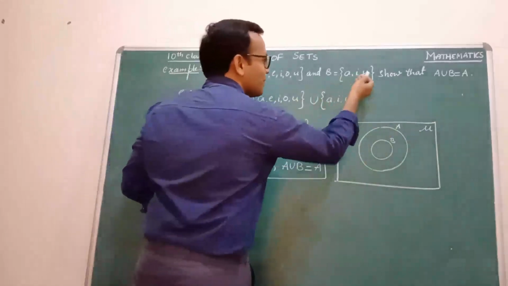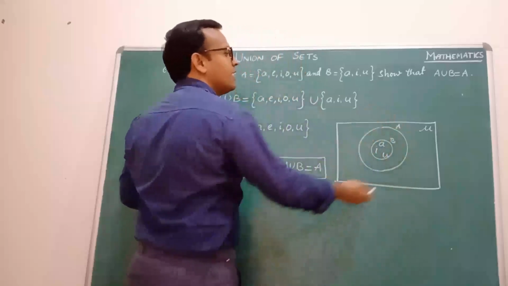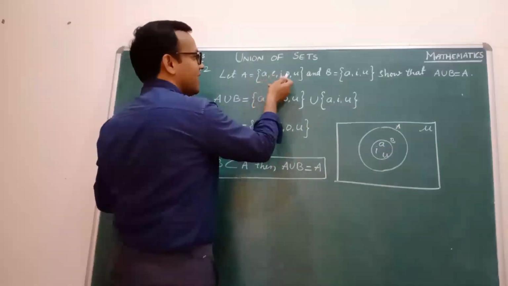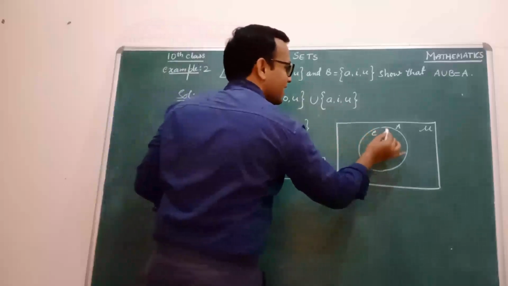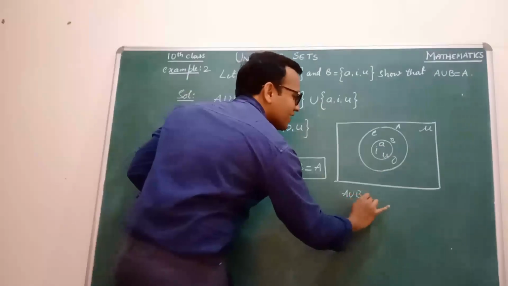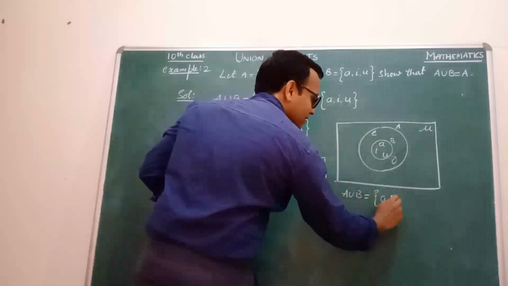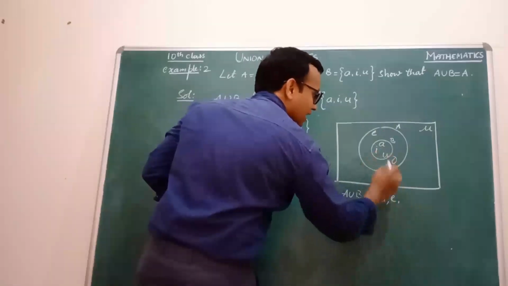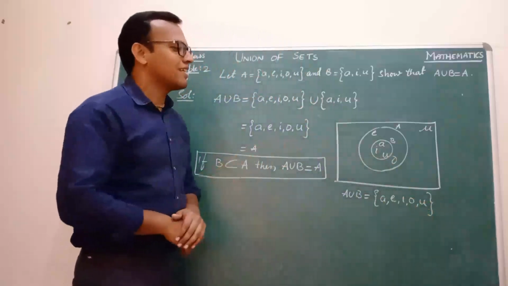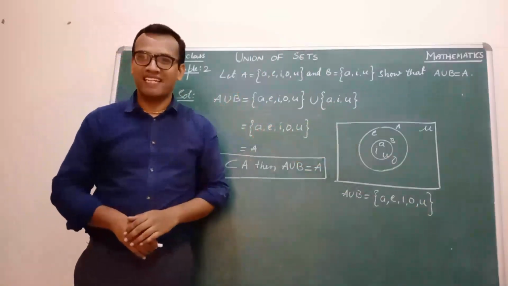Now what elements are there in B? Let me write first: A, I and U. And in A, other than A, I, U, what elements are present? Let's see here. A, I, U. Then the remaining elements are E and O. So A union B is nothing but the set of A, E, I, O and U. Now this is the representation of A union B through the illustration of a Venn diagram.